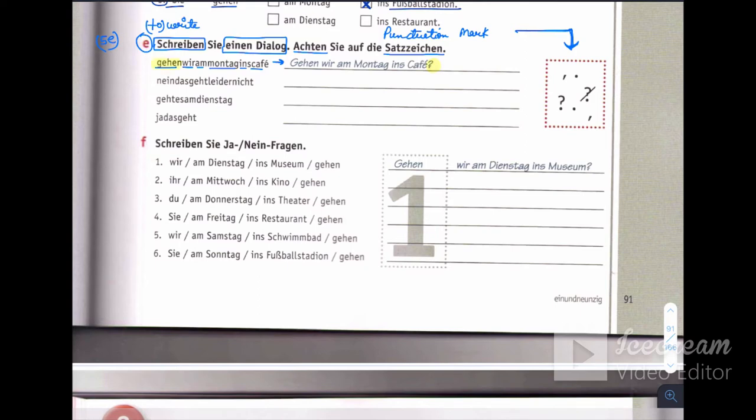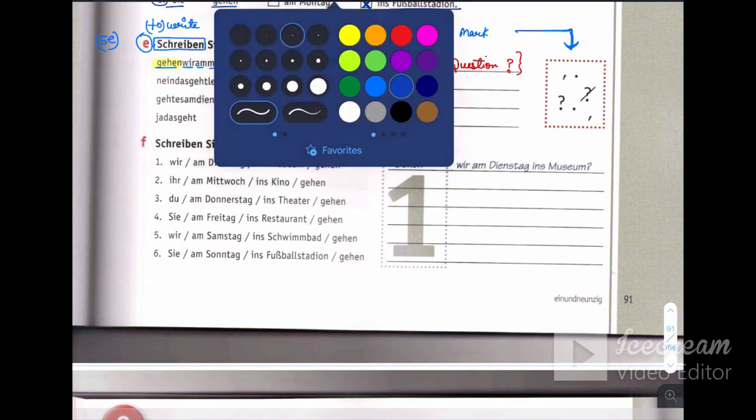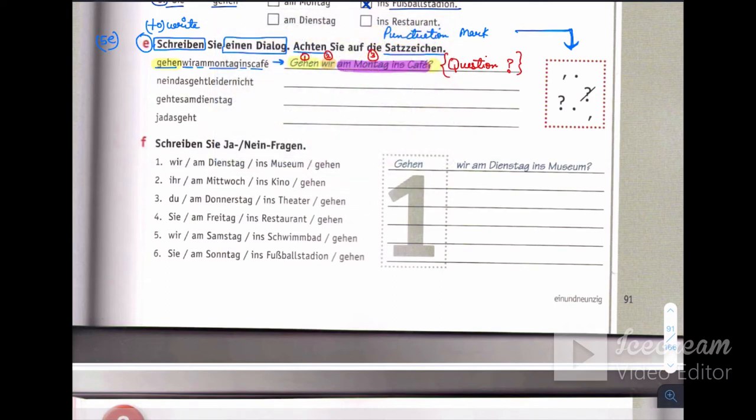Whenever we need to make a question, first we need to put the verb in first place and the subject in second place, and the rest of our sentence, this is the rest of our sentence, like this. Clear? Verb in first place, then our subject, then the rest of the sentence, like this, to make the question form. Okay, to make the question form. Clear? Okay, let's see how we can make the second one.